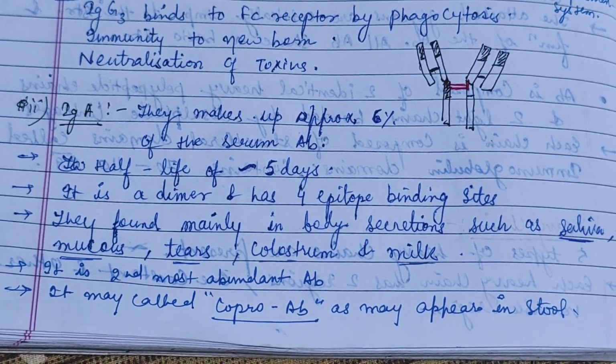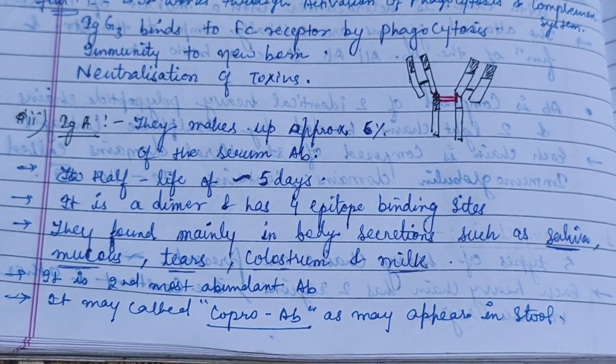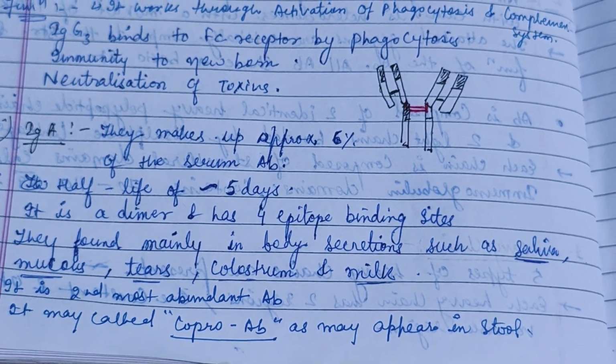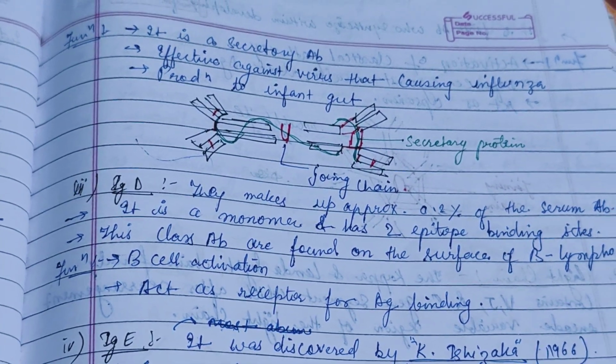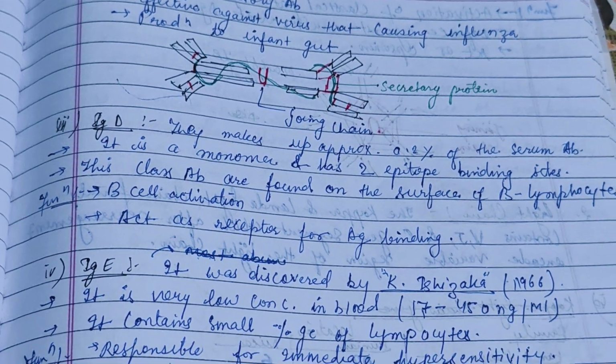Then IgA makes up approximately 6% of the serum antibody and the half-life is about 5 days. It is the second most abundant antibody and may be called the coproantibody, as it may appear in stool. The function of IgA is that it is a secretory antibody, effective against the virus causing influenza, and protects the infant gut.